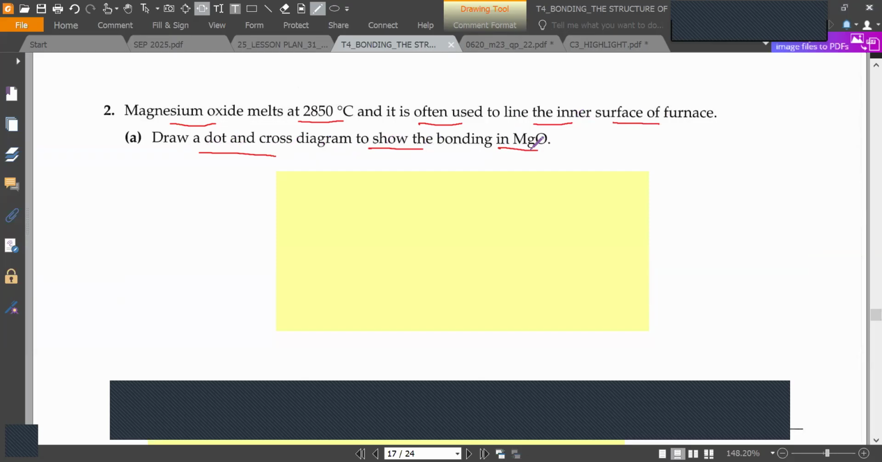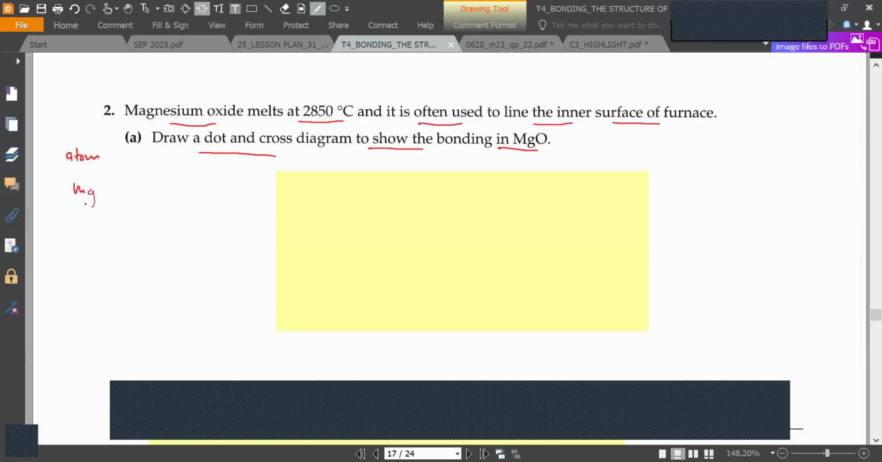So how do we start from scratch to create the dot and cross diagram of magnesium oxide? If we don't know where to start, we start with the atom.